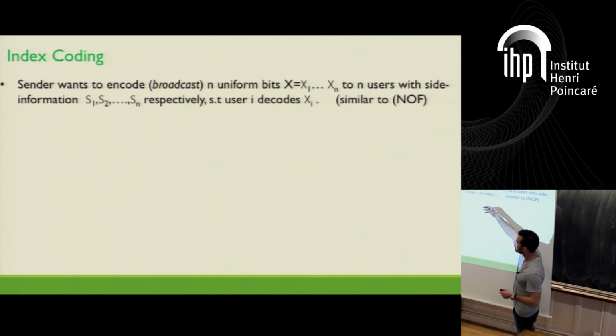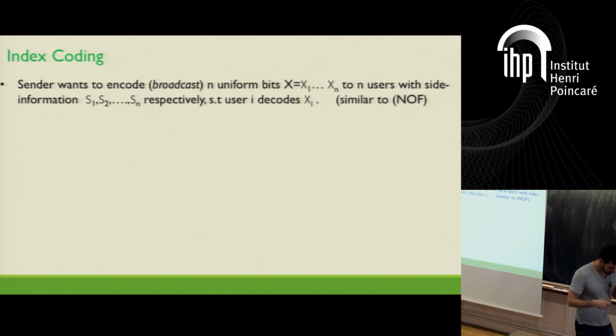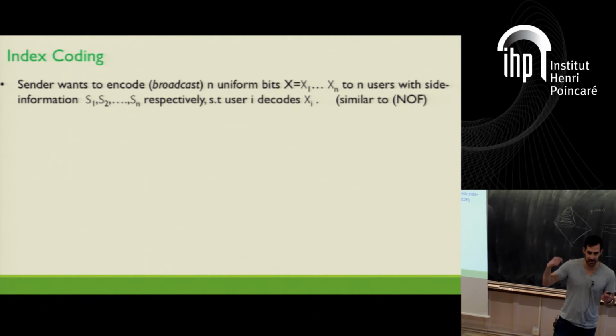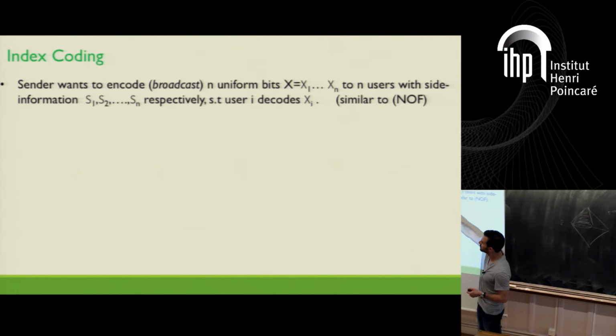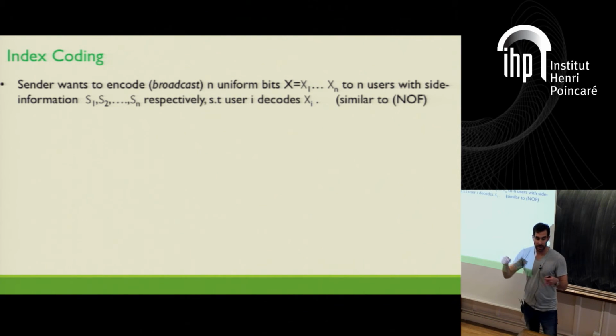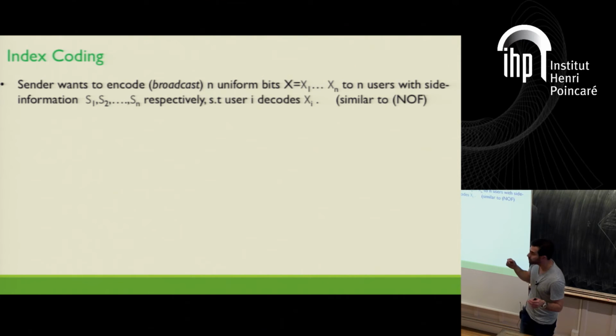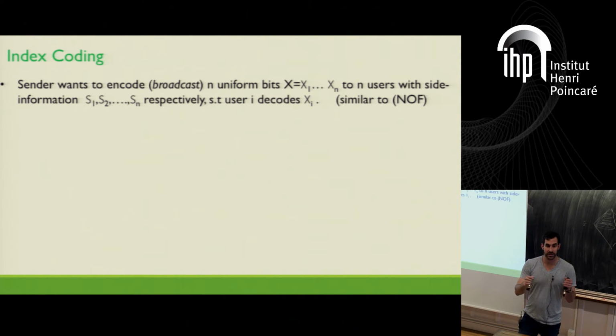In the index coding problem, a sender, so you can see the recurring theme in this talk, wants to encode n uniform bits in a way that each user i of the n needs to decode the bit xi. But the twist is that each user has some side information, which could be an arbitrary subset of the bits, excluding, of course, the ith bit.